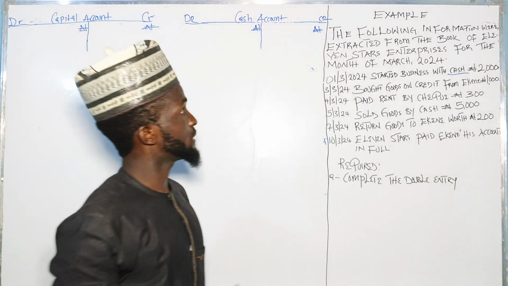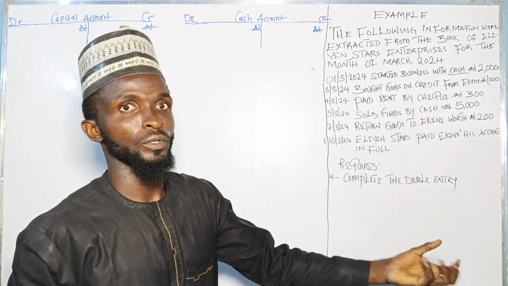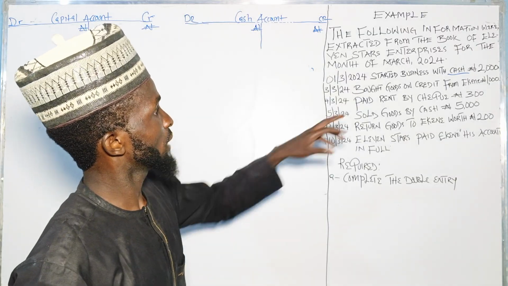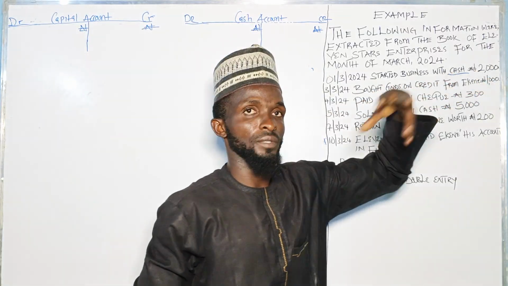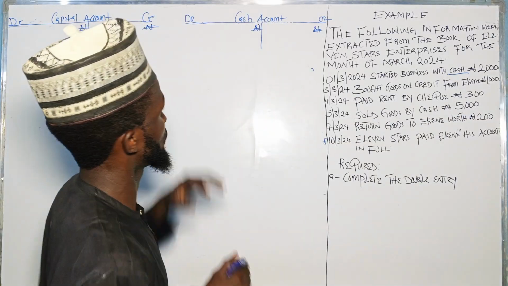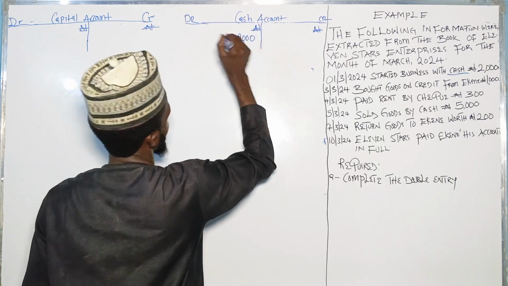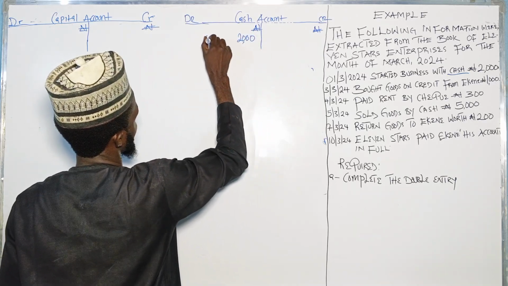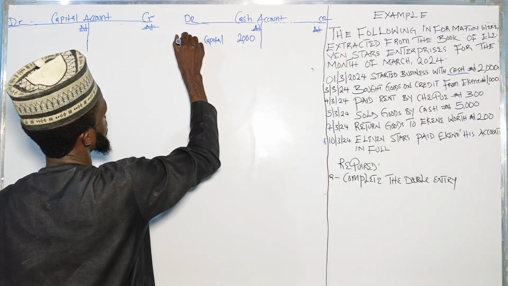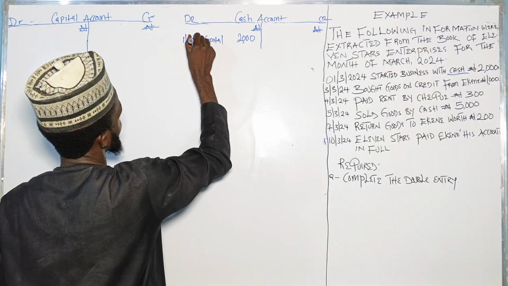Just like how we treated the first one, we ask ourselves what comes into the business and what goes out of the business. Cash entered into the business. So remember, debit the receiver. We are going to debit cash with 2,000, with the name capital, on 1st March 2024.